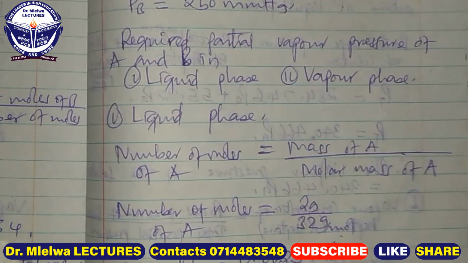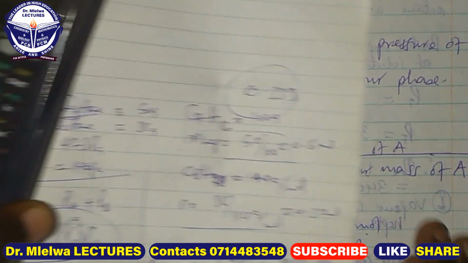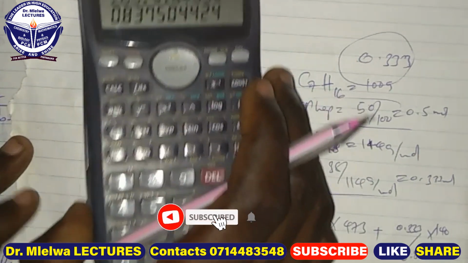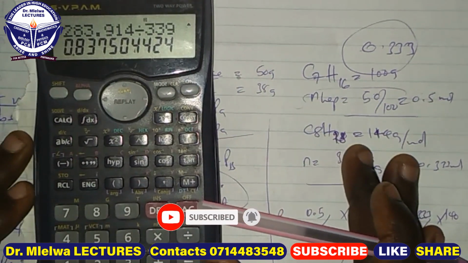This is just one among the examples in Raoult's law. In the next session we will discuss the second and other examples in Raoult's law before we discuss the other parts.